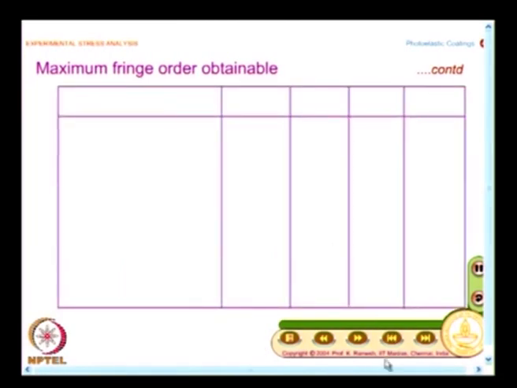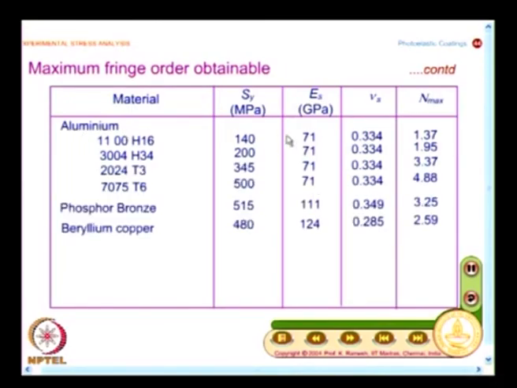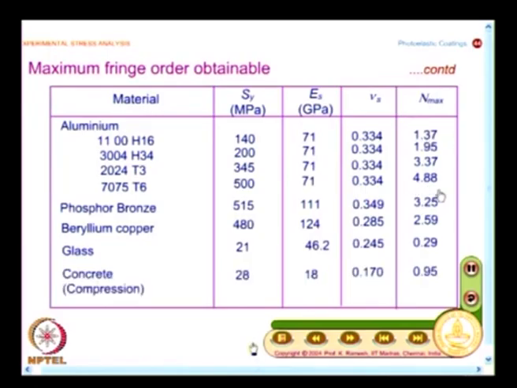And I also have this table for some more materials. The idea is to have a picture. The same thing happens in the case of aluminum also. So, for aluminum, it ranges from 1.37 to 4.88. People have also used photoelastic coating on concrete, and for concrete the maximum fringe order is only 0.95. So, this gives you an indication that with photoelastic coating, the fringes observable are very few. So, it is better you go for white light illumination.